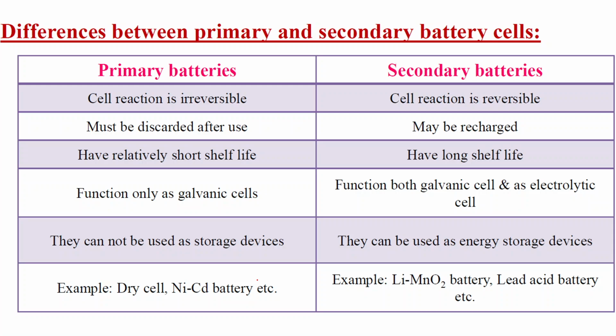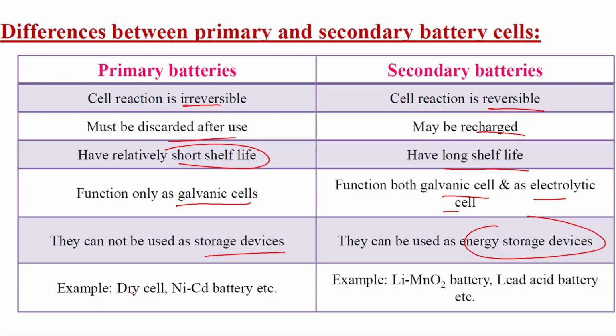Now, the difference between them: in primary batteries, the cell reaction is irreversible, whereas in secondary batteries the cell reaction is reversible. A primary battery must be discarded after use, while a secondary battery can be recharged. Primary batteries have a relatively short shelf life, secondary ones a relatively longer shelf life. Primary batteries function only as galvanic cells, and secondary batteries function both as galvanic cells as well as electrolytic cells. Primary batteries cannot be used as storage devices, since it is single-time use: energy stored for one time, then it needs to be thrown away, whereas in secondary batteries recharging takes place, so it is basically a proper energy storage device.